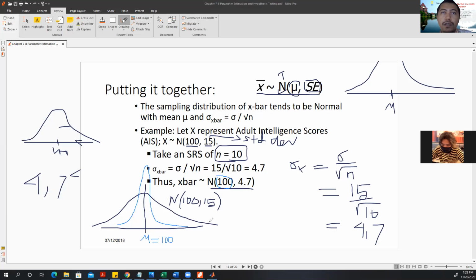You can see for the standard deviation 4.7, this is the blue one. The blue one is sharper than the one with 15.